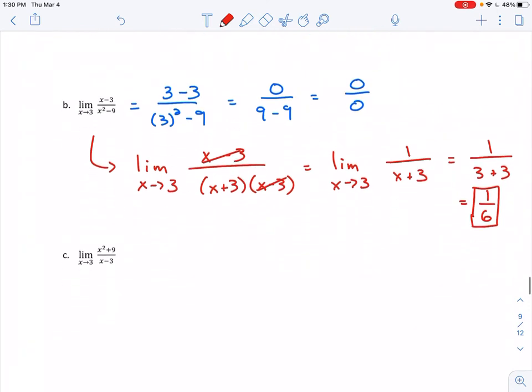Lastly, in part C, it says limit as x approaches 3 of (x squared plus 9) over (x minus 3). Now, you might be saying to yourself, oh, you got me last time, Mr. H, you're not going to get me this time. x squared minus 9 factored, so I'm going to go ahead and factor x squared plus 9. Well, I'm sorry to say that x squared plus 9 will not factor.